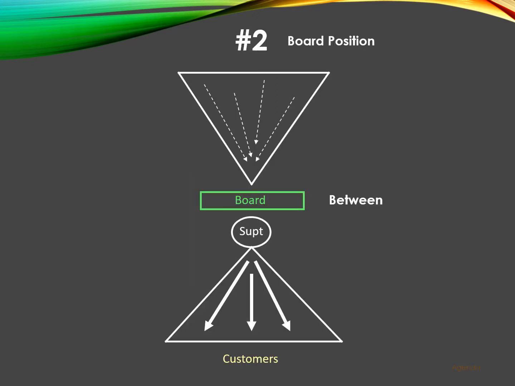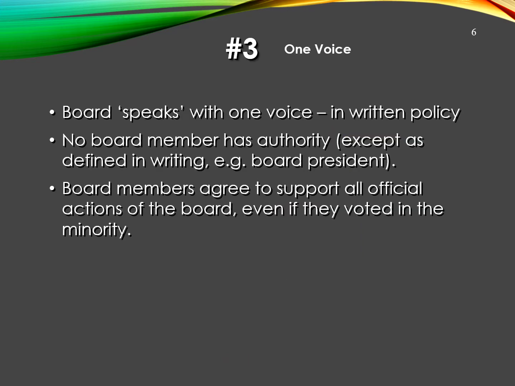This graphic shows the second principle, with the board situated between the organization, the lower triangle, and the owners, the upper triangle. The chain of command is shown pictorially, with the superintendent accountable to the board and the board accountable to the owners. The third principle clarifies to whom the superintendent is accountable, because authority resides only with the single voice of the board.